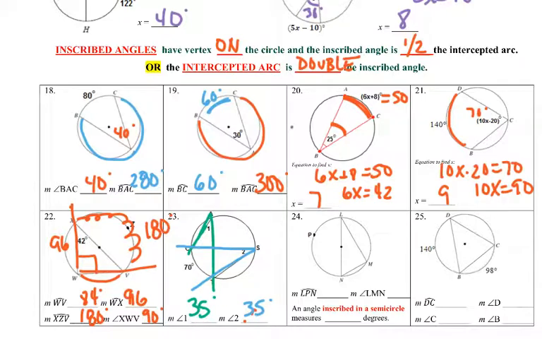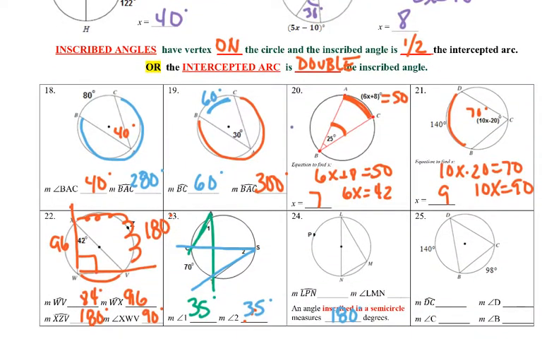For this one, let's see, angle inscribed in a semicircle, I'm reminding you the rule is 180. It's the same thing, right? So LPN is a semicircle, so that's 180. So then the angle inscribed is 180 divided by 2, or 90.